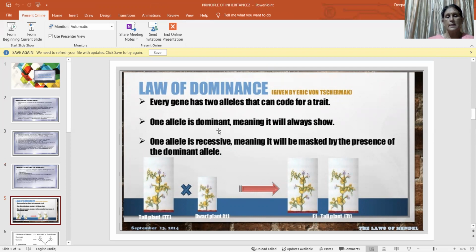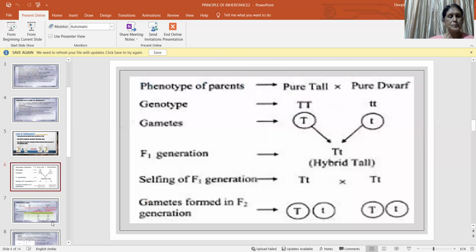Second, one allele is always dominant, which means it will always show in the F1 generation. One allele is recessive, which means it will be masked by the presence of the dominant allele in the F1 generation. Up to this point, it is called the law of dominance.